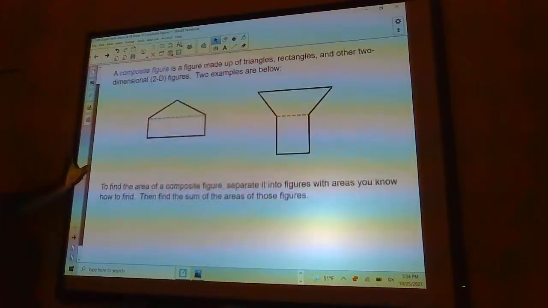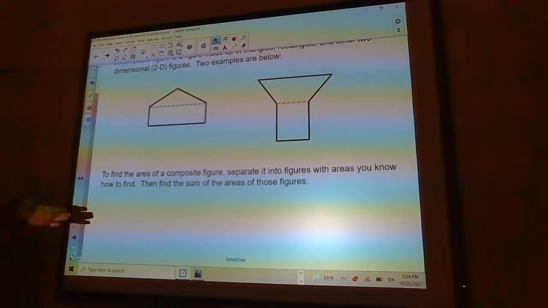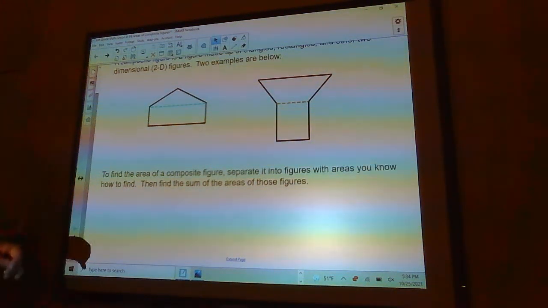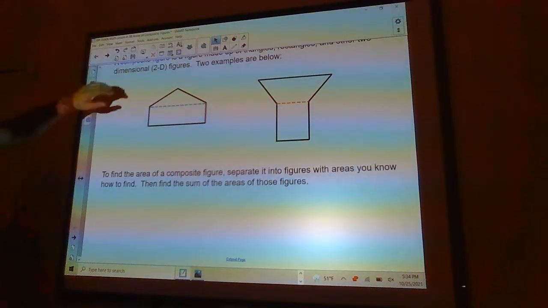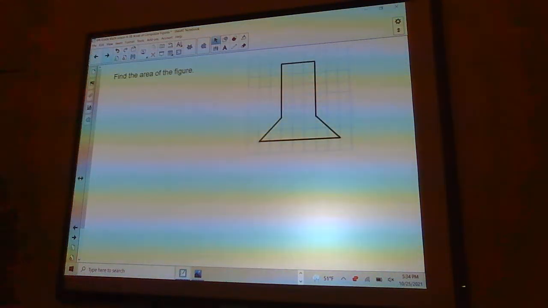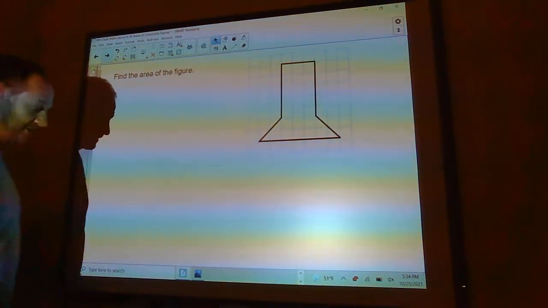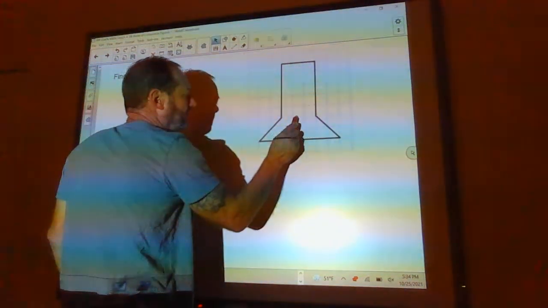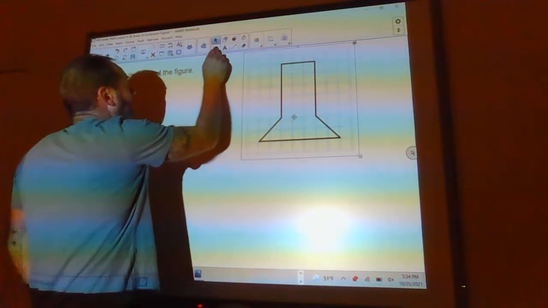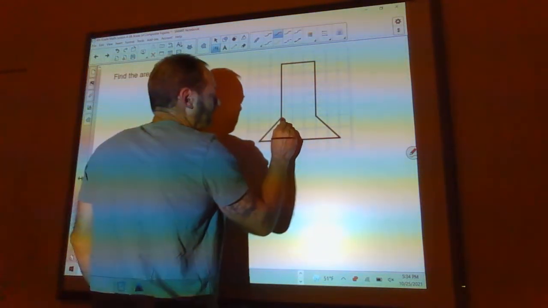Okay, so to find the area of a composite figure, you separate it into figures with areas you know how to find, and then you find the sum of the areas of those figures. Okay, so find the area of this figure right here. The first thing that I would do is divide this thing just like this.